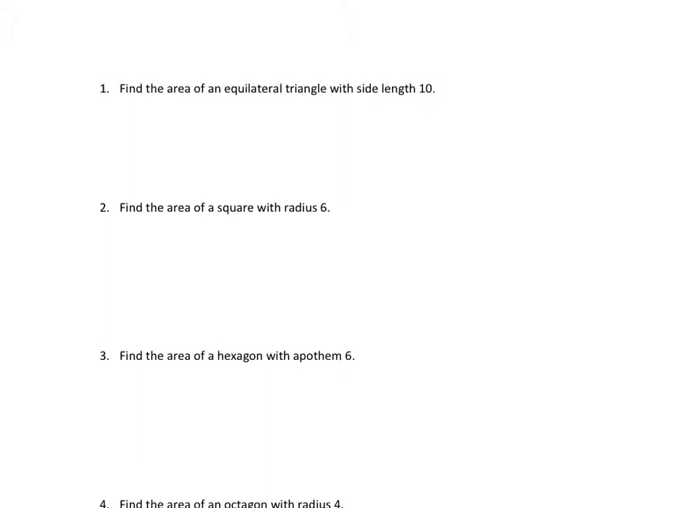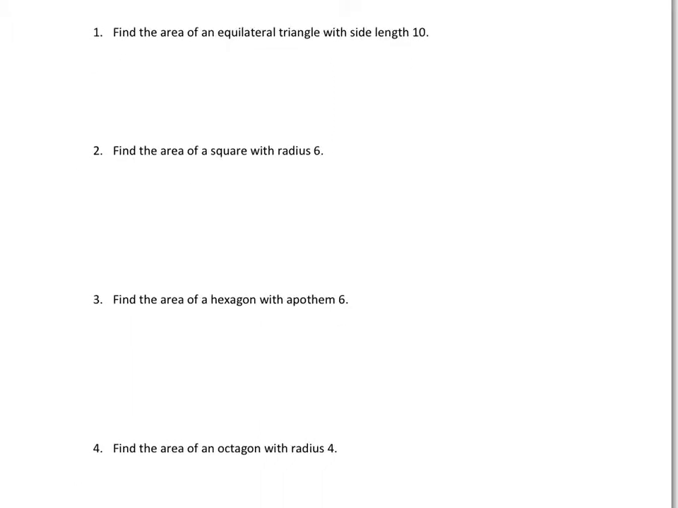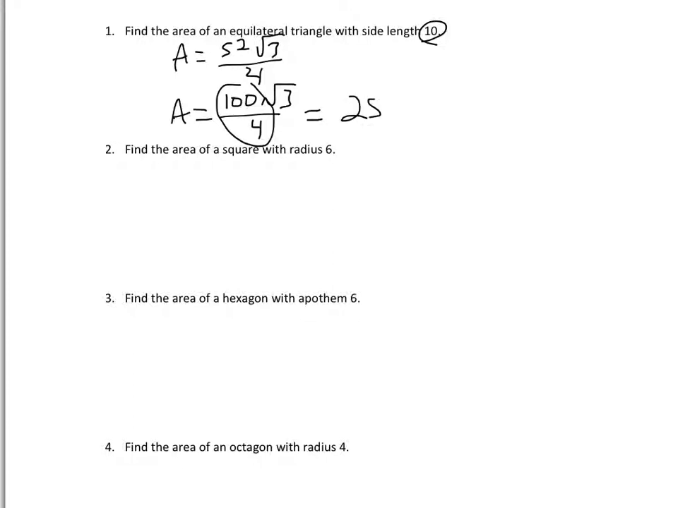Alright, so we'll start with a very simple one, right? The area of an equilateral triangle, so we're just going to use that equilateral triangle formula. Remember, that's A equals s squared root 3 over 4. I tell you that s is 10, so it's a very simple substitution. Put that in for s, so 10 squared is 100 root 3 divided by 4. You can still reduce the 100 over 4 to 25, so the answer is 25 root 3.